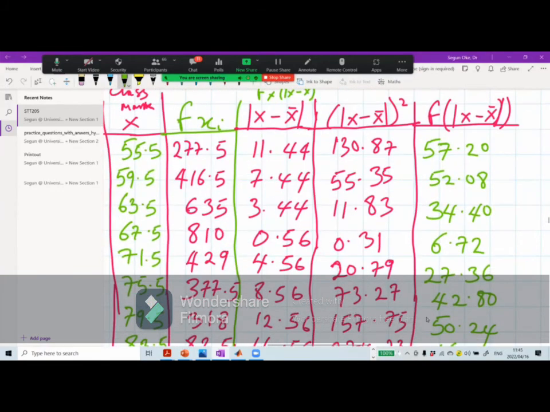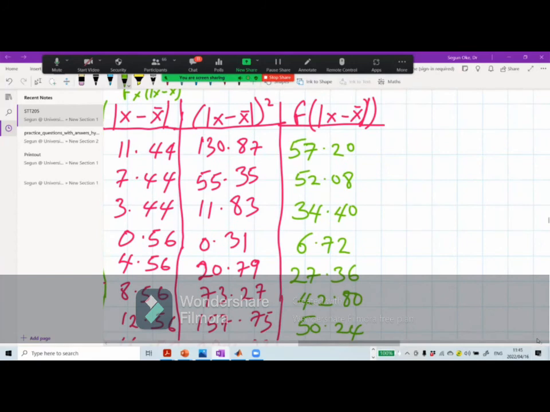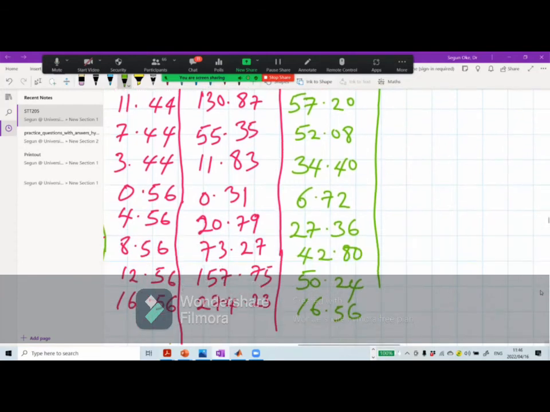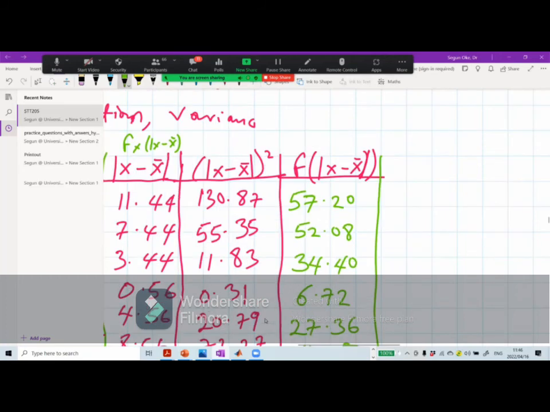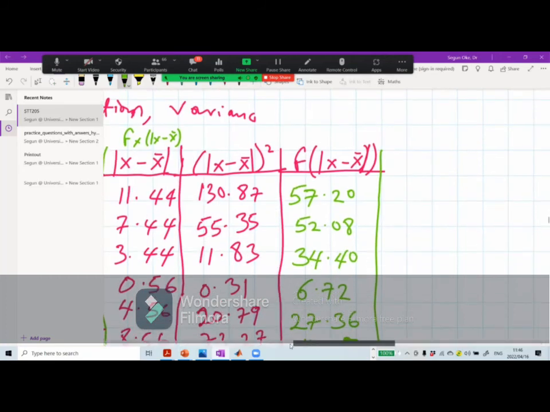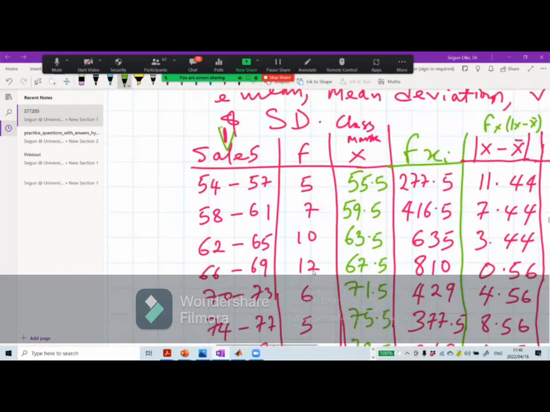So the last phase we are moving towards. Sir, please, I have a question. Go ahead. The formula here is F bracket X minus X bar. I joined the class late, so I don't know where the F came from, the F that is used to multiply X minus X bar. That's the frequency. Have you seen the F? Yes, I've seen it, sir. Thank you, sir. You're welcome.